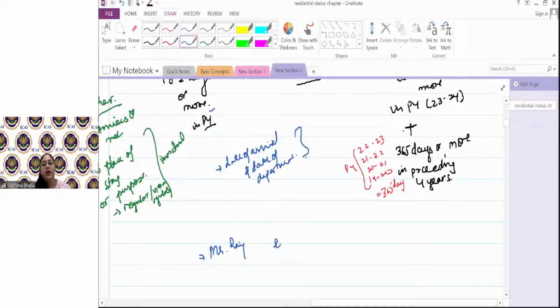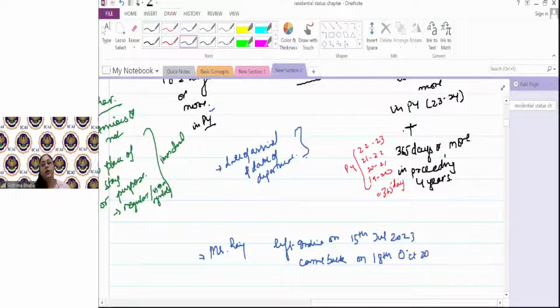Okay? Mr. Raj left India on 15th of July 2023 and came back in India on 18th of October 2023. What is the number of days? Calculate and tell me the number of days.